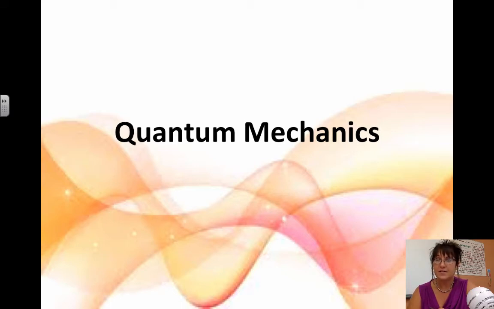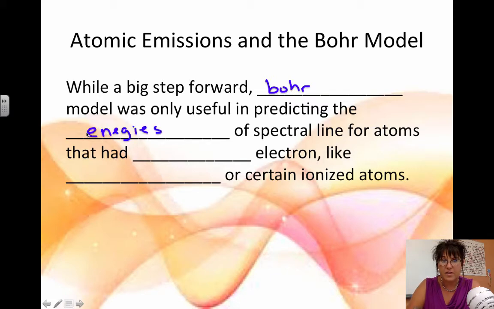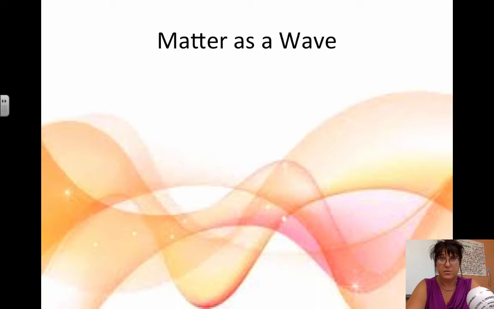Today we're taking a closer look at quantum mechanics. This can be complex, so you have to pay close attention. Remember, Bohr is the one that did the photoelectric effect, and he said electrons are in certain energy levels. While this was a big step forward, the Bohr model was only useful in predicting the energies of spectral lines for atoms that had only one electron. That's limited to hydrogen, or certain ionized atoms, like maybe helium, if we remove one of its electrons. So it had limited application. The Bohr model was just not sufficient. There was more to the story.